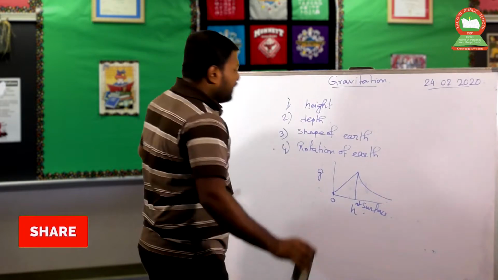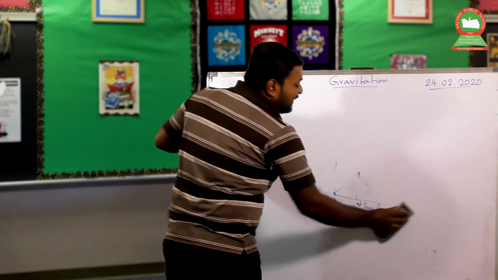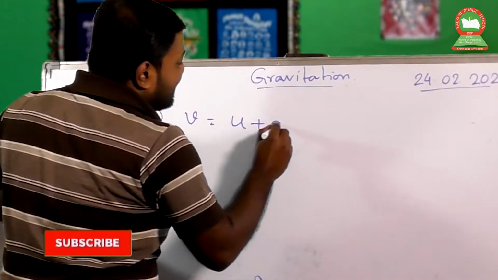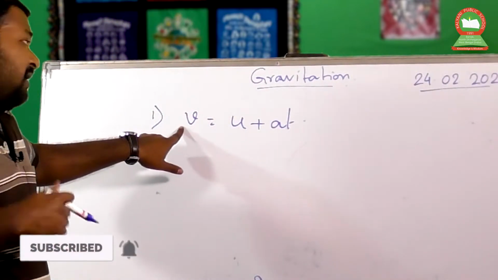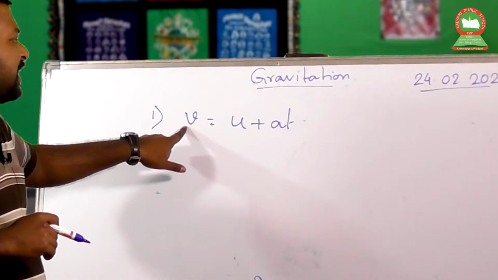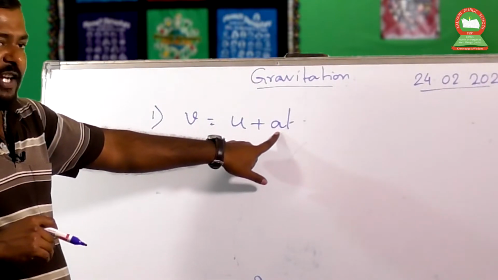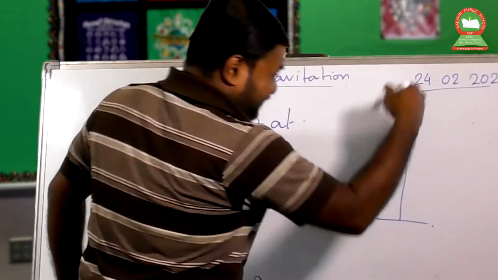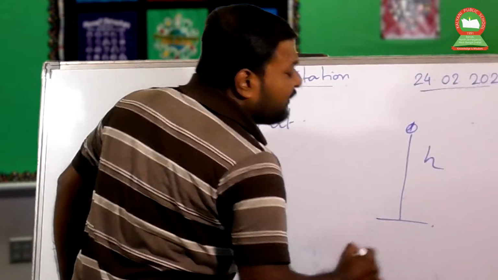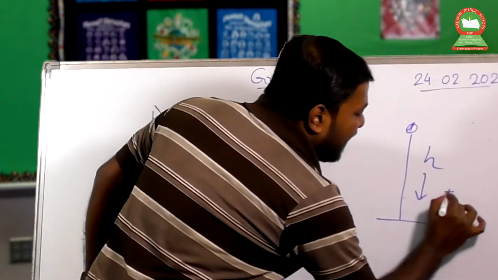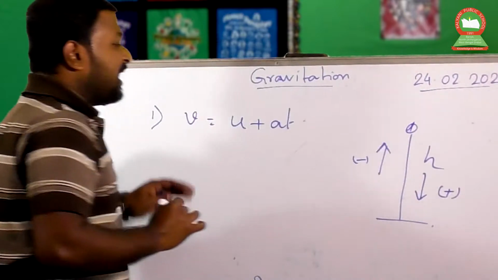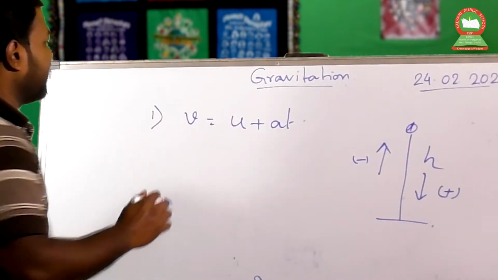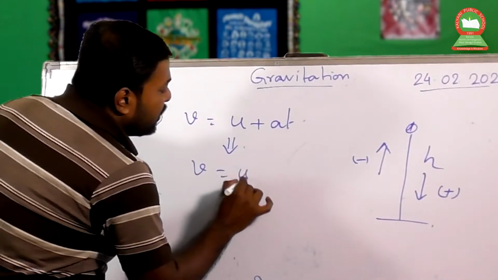Now there are some equations of motion we derived previously. Number 1 is v equal to u plus at. This v is the velocity at the final level, u is the initial velocity, a is the acceleration, and t is the time. If the body is free falling due to gravity from a certain height h to the surface of the earth, then take this direction as positive and this direction as negative. The equation changes. In which way? The a is replaced by the value of g. So the equation becomes v equal to u plus gt.